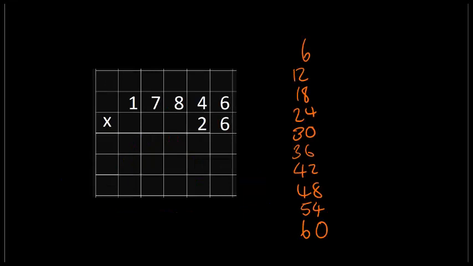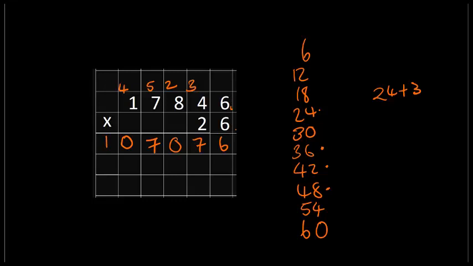6 times table. Okay, so 6 times 6 is 36. So 6 carry 3. 6 times 4 is 24. 24 plus 3 is going to be 27. Carry the 2. 6 times 8 is 48. Plus 2 is 50. So 0 carry 5. 6 times 7 is 42. 42 plus 5 is going to be 47. 7 carry 4. 6 times 1 is 6 plus 4 is 10.